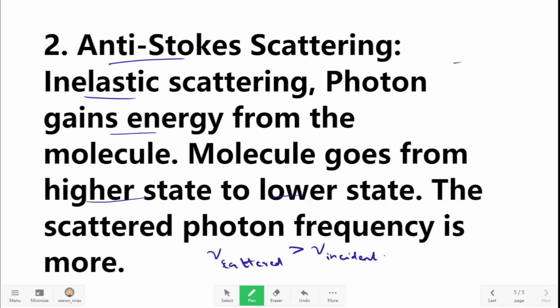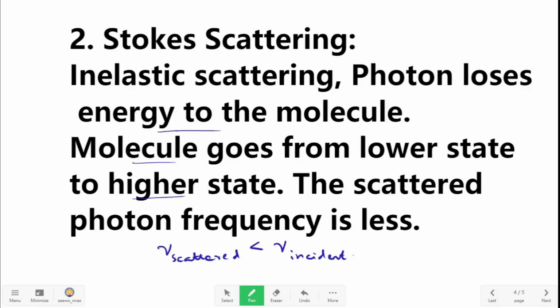Now at room temperature, or at usual temperatures, the molecules occupied in the lower state will be larger. The lower energy level will have more molecules, and therefore the Stokes scattering is favored because in Stokes scattering the molecule goes from a lower state to a higher state.